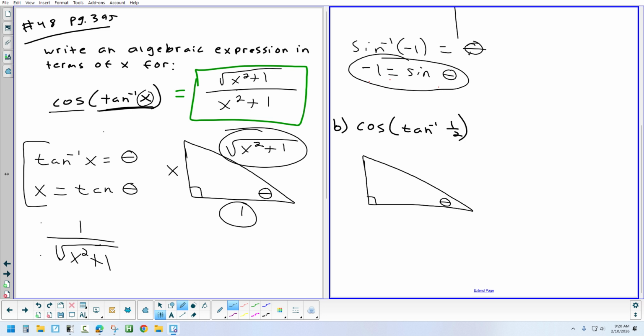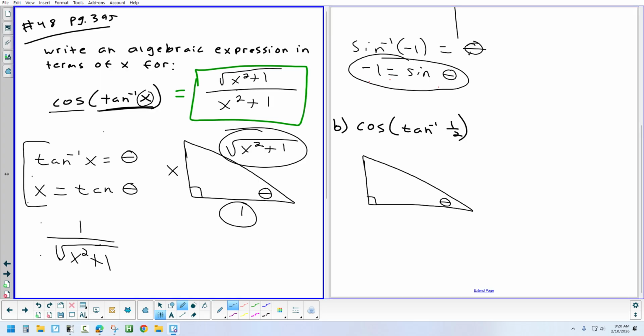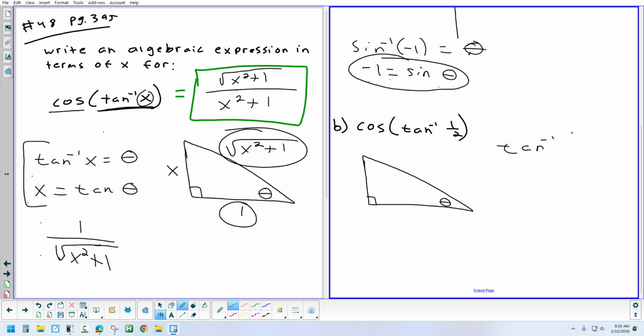Because if you labeled this like we did before, you would have something like tangent theta equals 1 over 2. That's what you would really have if you just took this part and took the tangent of each side. You'd have tangent of theta equals 1 over 2. Which one is the opposite? The 1 or the 2? Yep, the 1. So this diagram that I just drew represents this.